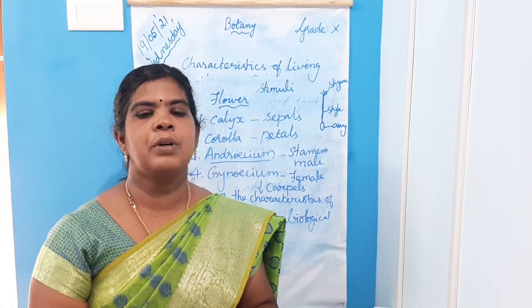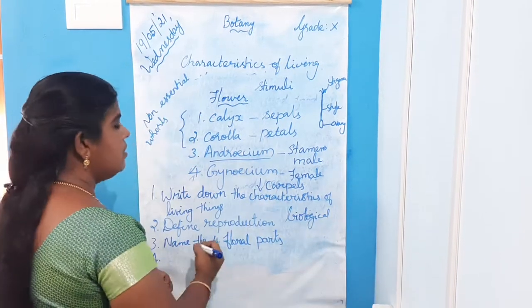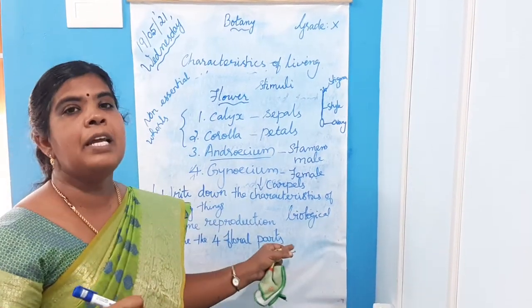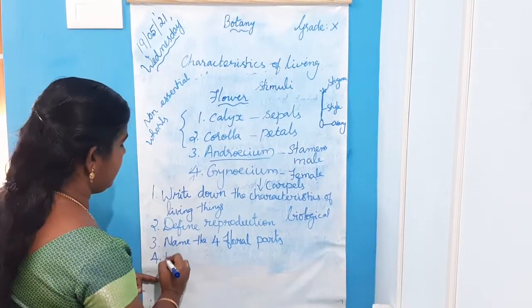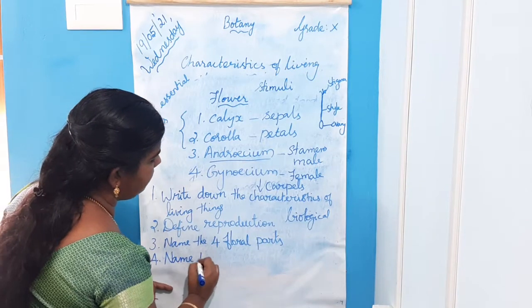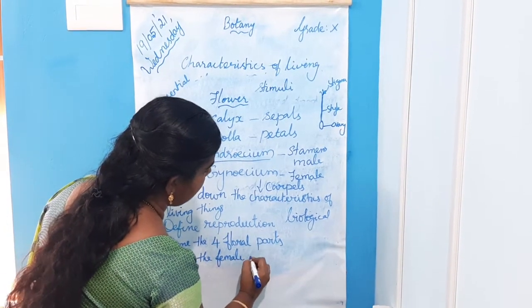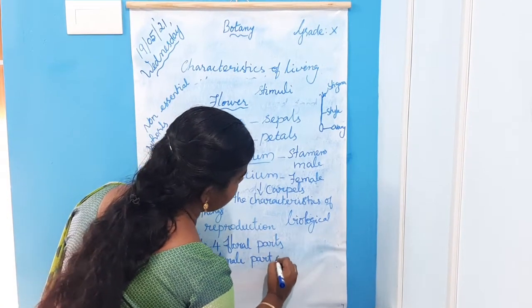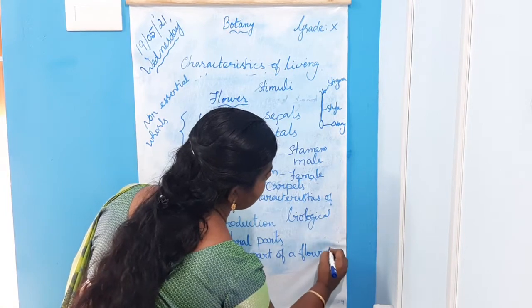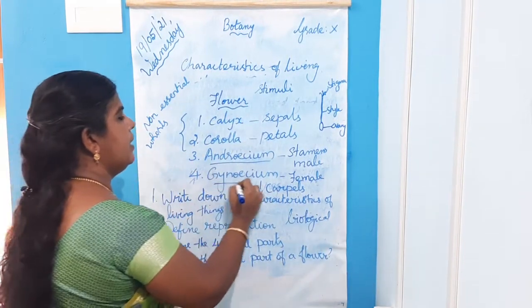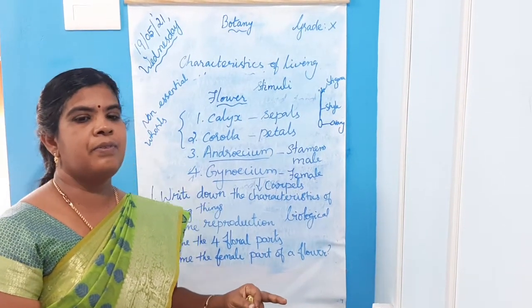Next question: name the female part of the flower. Which is the female part of a flower? Gynoecium. Gynoecium is the female part of a flower.